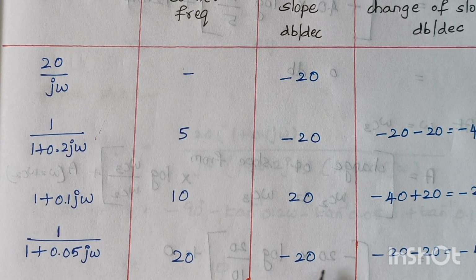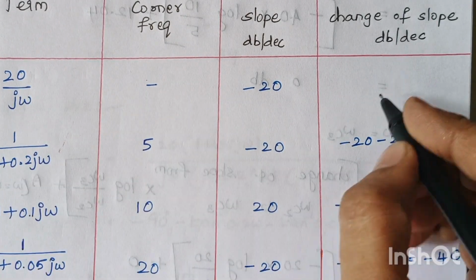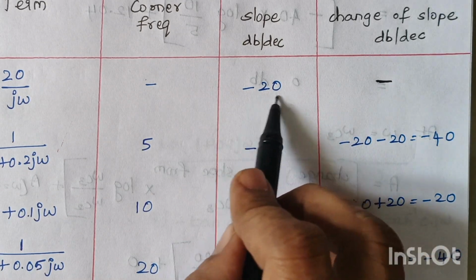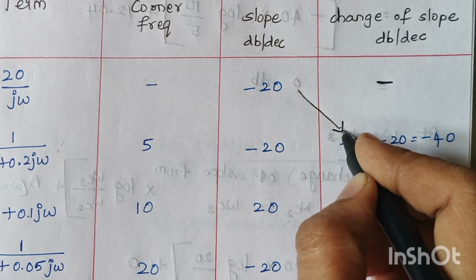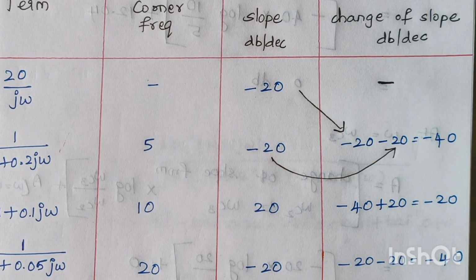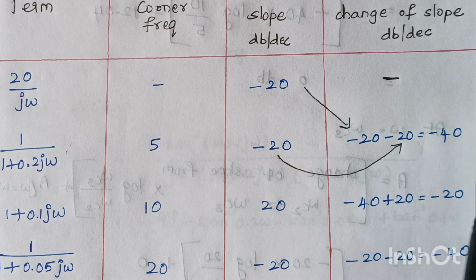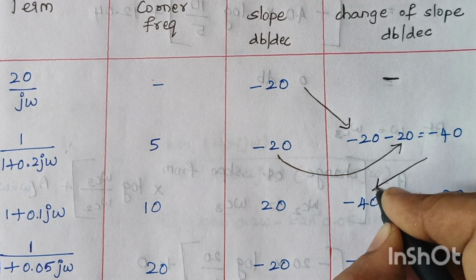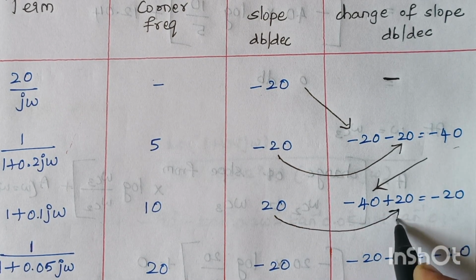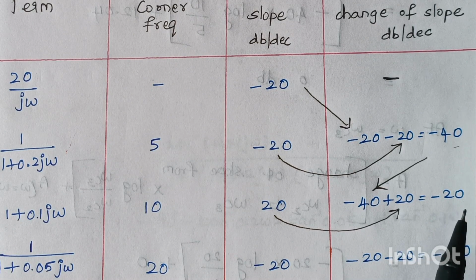Then we go to the change of slope. This term will never produce any change of slope, so here it is nil. And the next thing is, we have to shift this minus 20 downwards and move this minus 20 to the right hand side. So minus 20 and minus 20 gives you minus 40. And the next step is, again we shift this minus 40 downwards and I am moving this plus 20 to the right hand side. So minus 40 plus 20 gives you minus 20.